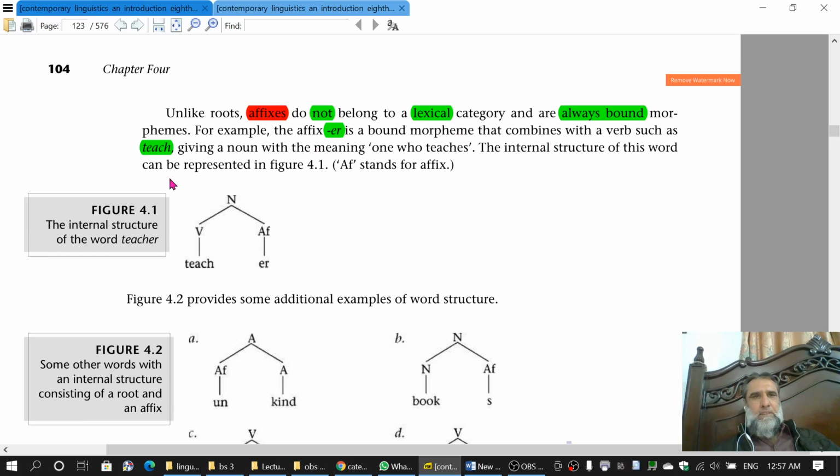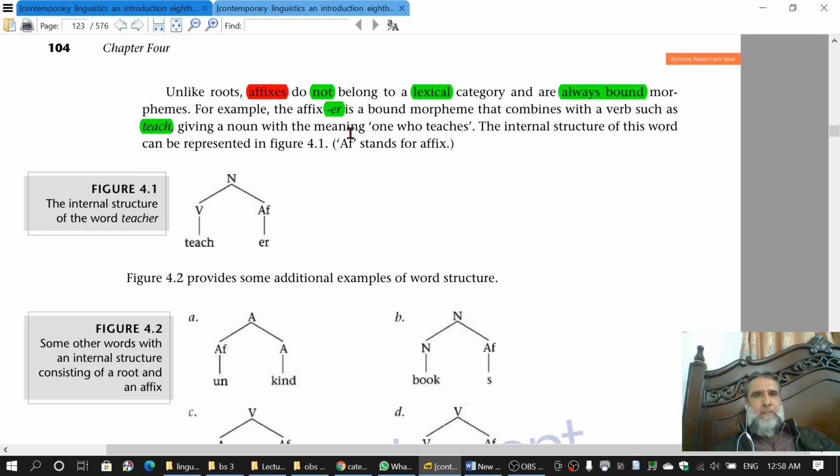The example is teach, for example. If we add er with it, it becomes teacher, which is a word, but a complex one, and it consists of two morphemes, teach and er. Teach is a verb, and it is the root, while er is attached with it and it is a bound morpheme, converting this verb into teacher, which is a noun. So teach here is the root and er is the affix, actually a suffix.